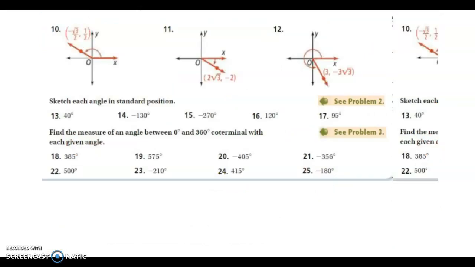All right, 13 through 25 is just similar to what we did yesterday in our notes. So come on into office hours if you have any questions.